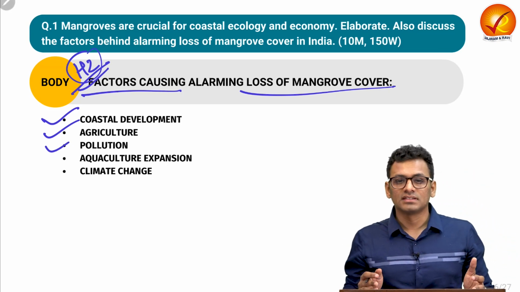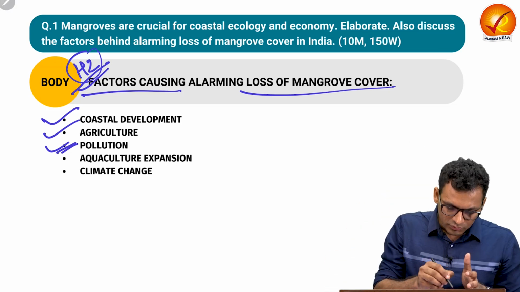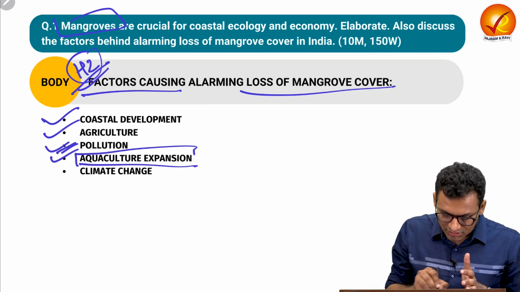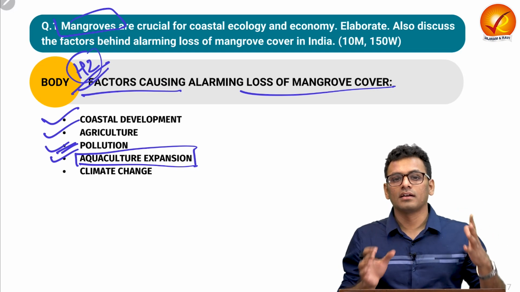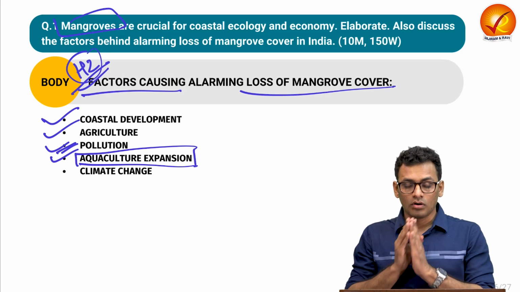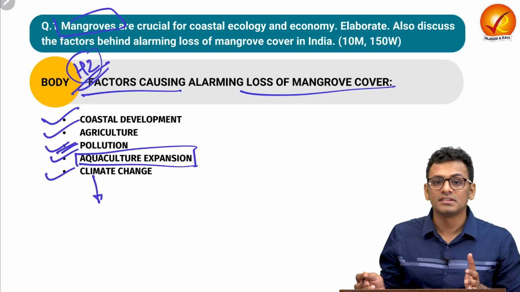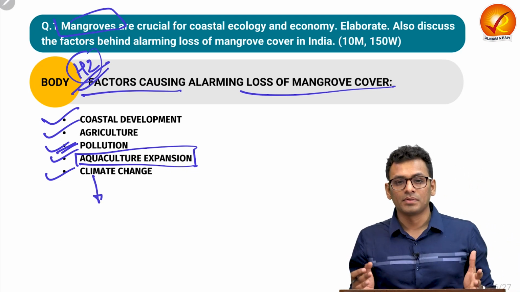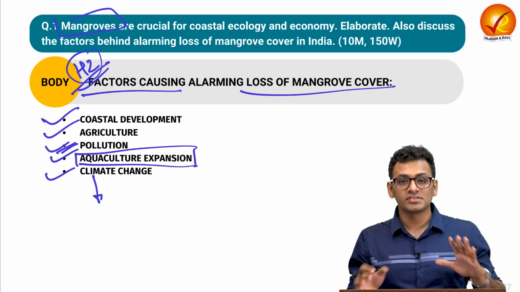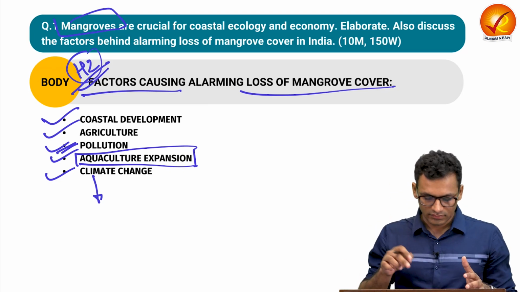Then we have pollution with respect to air, water, soil pollution, which is again affecting the mangrove cover of the nation. And the next is aquaculture expansion. Again, we are talking about how they are very crucial for the fishing industry, but at the same time that kind of aquaculture promotion is also over-exploiting the mangrove cover of the nation. And lastly, we are looking at climate change, like sea level rise and rising temperature, which is impacting the productivity of mangroves as well. So these are the proof points that you will inculcate for the body in heading 2. Let us move on to the conclusion of this question.